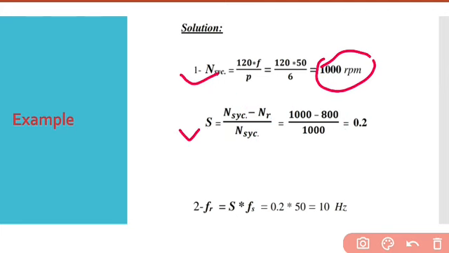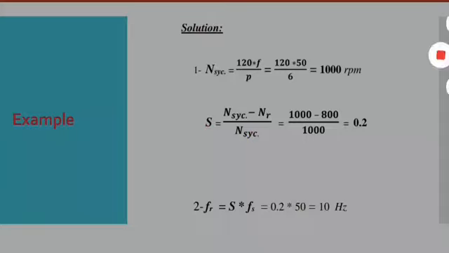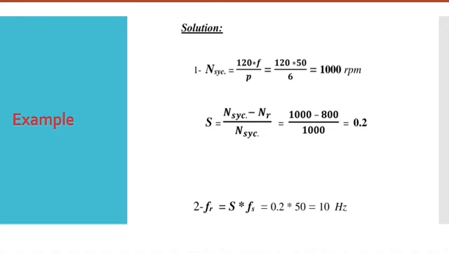Okay, so that's how we are going to find the first term. The second term is the rotor frequency, and the equation of the rotor frequency is slip times fs. Here fs stands for the stator frequency. We already found the value of slip, that is 0.2, into 50. So the answer for the second term, the rotor frequency, is 10 hertz.